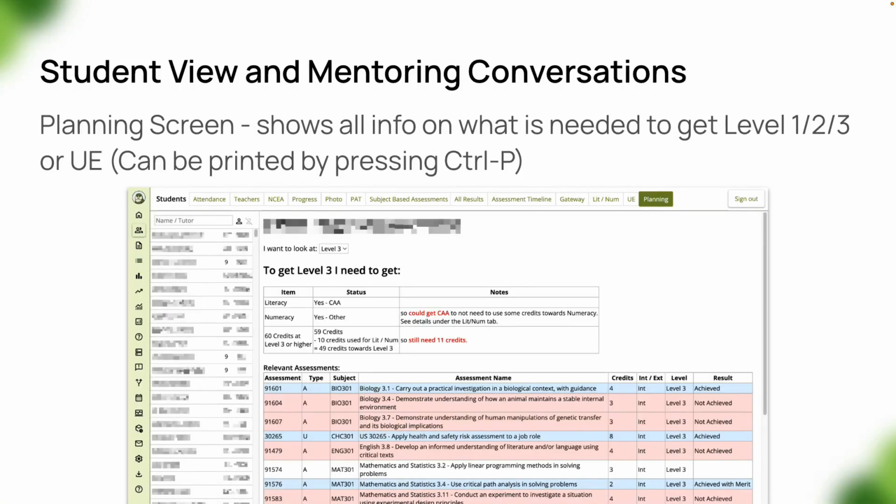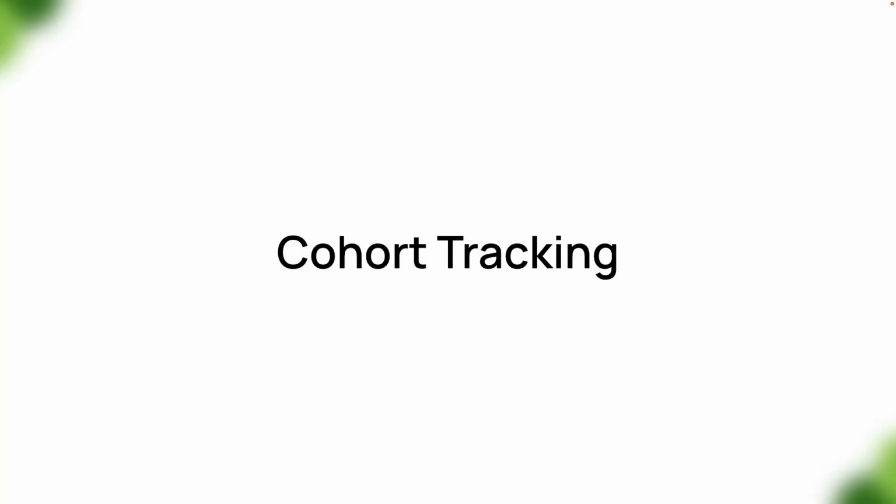So there's that, and also how many that they've passed already. The final bit in this is the planning stream, which I quite like. It's designed to easily print out, and it gives you all of the information on one page that a student might need. There's options there between level 1, 2, and 3. It's got UE. What do you need for that level? And then all of the relevant assessments, all highlighted based on whether or not they've got them or not.